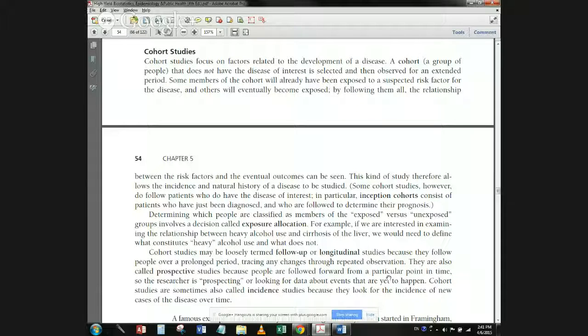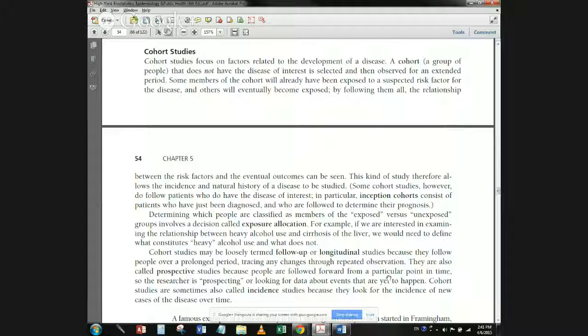In particular, inception cohorts consist of patients who have just been diagnosed and who are followed to determine their prognosis. Determining which people are classified as members of the exposed versus unexposed groups involves a decision called exposure allocation. For example, if we are interested in examining the relationship between heavy alcohol use and cirrhosis of the liver, we would need to define what constitutes heavy alcohol use and what does not.